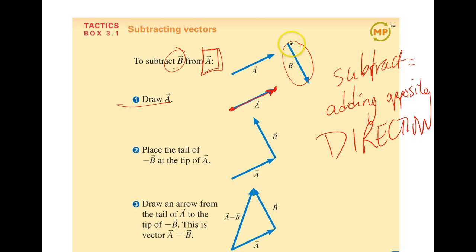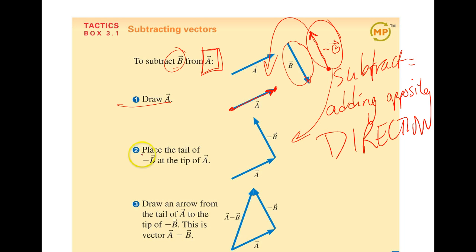So that means instead of B starting here and drawing its arrow like this, I flip it around. I reflect it across itself. So now I start here and I put the arrow up here. So now this is actually the negative B vector. And that's the thing that I add to the A. So there it is right here.